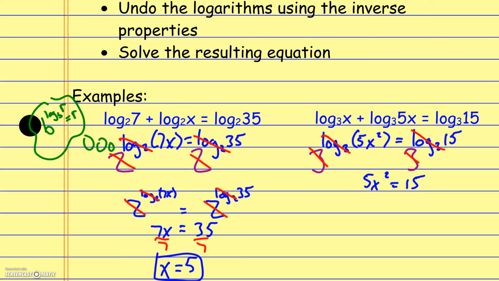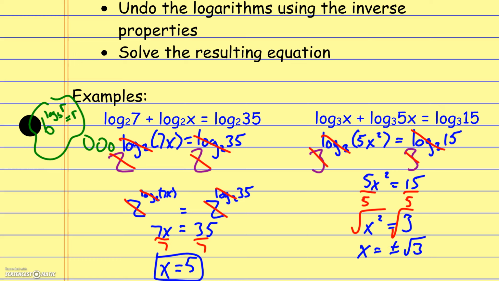Now from here I'm going to go ahead and finish solving this thing. I divide by the 5. That leaves me with x squared equals 3. I was about to get a little ahead of myself. And now I take the square root of each side. When I do that, I'm left with x equals plus or minus the square root of 3.